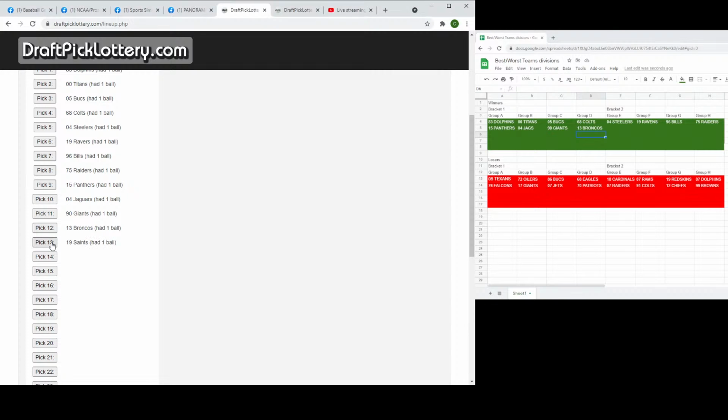Group E, joining the Steelers are the 19 Saints. The best SRS team here for the winners, the 19 Saints. It's still hard to believe the Saints of 19 simmed the best, but they had a really good, solid team. They did. Pass interference.